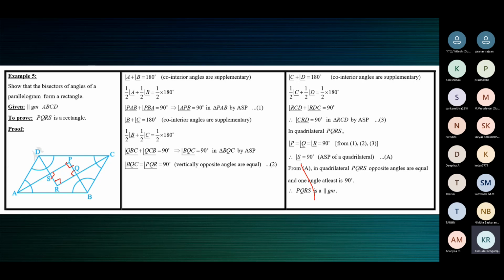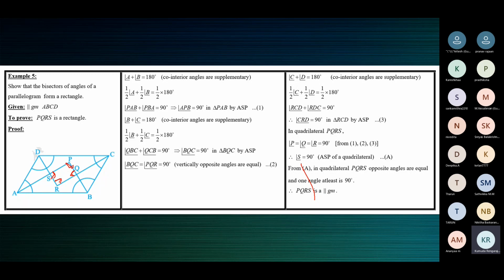Listen to me now. We proved that angle P is 90. We proved that Q is 90. We proved that R is 90. We proved that S is 90. So in quadrilateral PQRS, both the pairs of opposite angles are equal. All the angles being equal is a different story. Are opposite angles equal? Yes. P is equal to R, Q is equal to S.